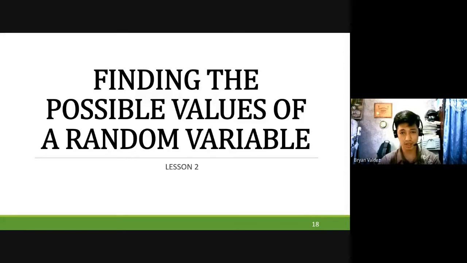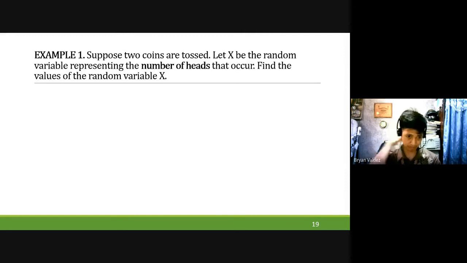So let's proceed to the next part or the second lesson for this module. So finding the possible values of a random variable. So dito, ang gagawin natin, we are going to identify the possible values. Let's say, for example, toss ka ng coin. So ano yung possible outcome. Pag sinabi kasi natin class na possible values, yun yung number of possible outcomes na lalabas. Okay? So, para mas maintindihan natin, let's have different examples.